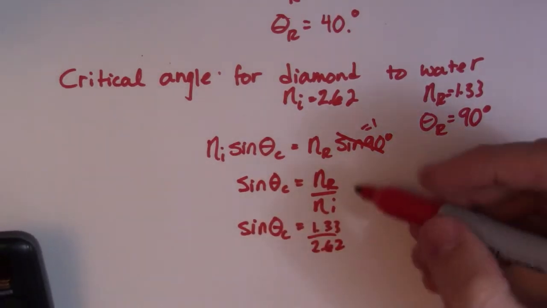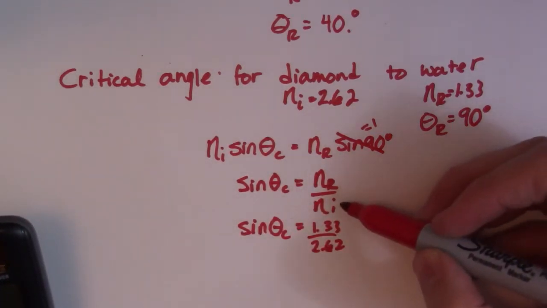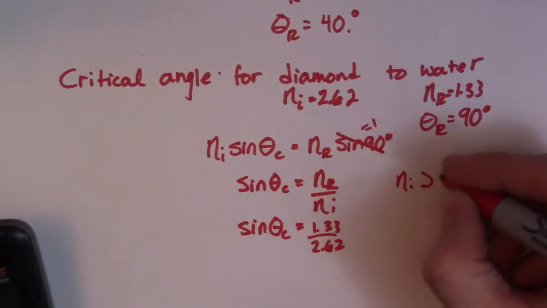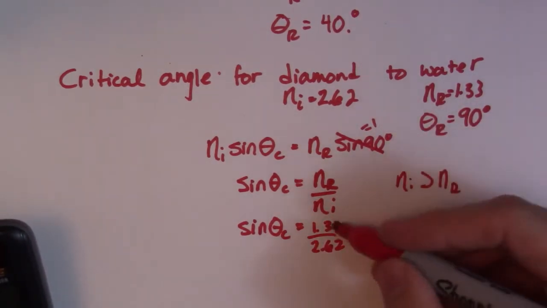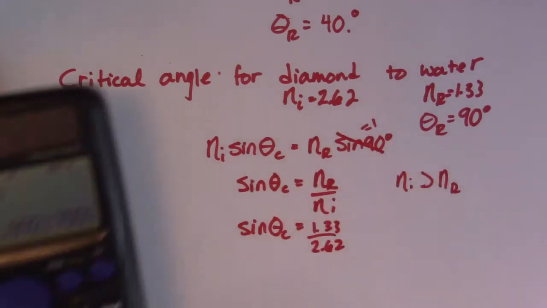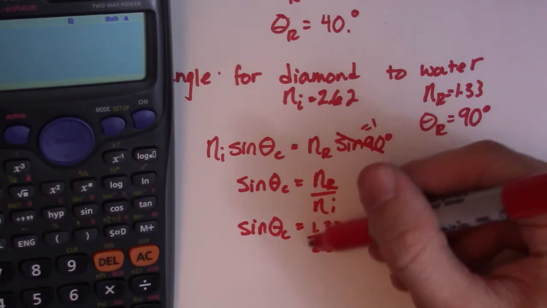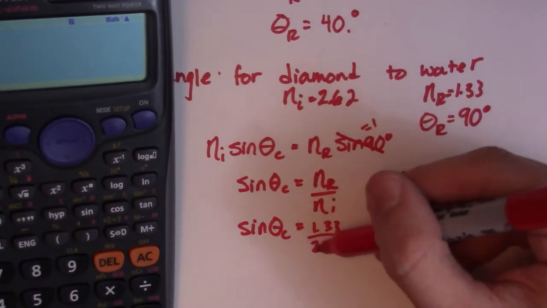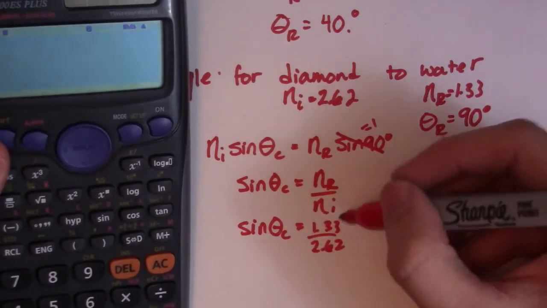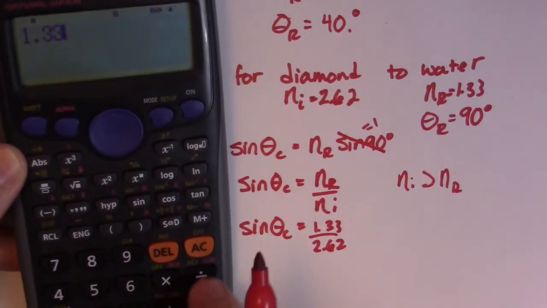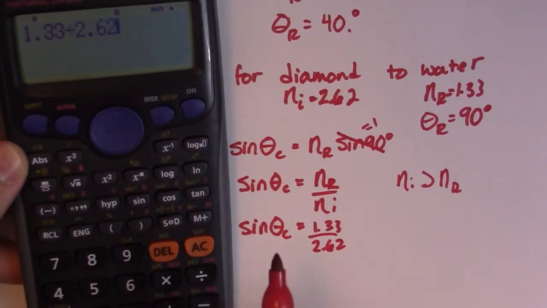Mathematically, the reason why we need the Nr to be less than the Ni, or the Ni to be greater than the Nr, is that we need this number to be less than 1, because sine has a range of between -1 and 1. And that's only going to happen if the top number is smaller. So 1.33 divided by 2.62.